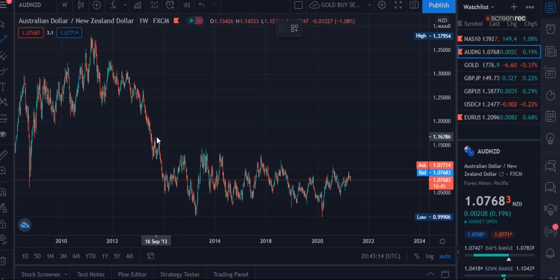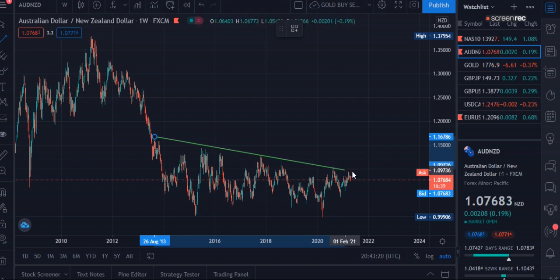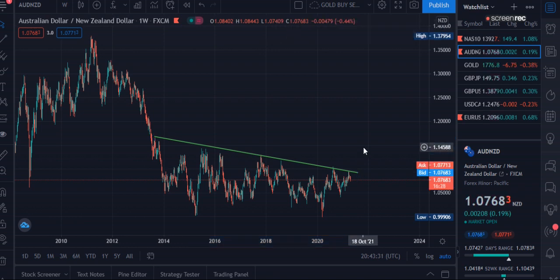So let me draw my trend line from here. Okay, I can draw it like this, to where price is currently at, somewhere here. Okay, so remember the rule about drawing trend lines: you want to have as many touches as possible.